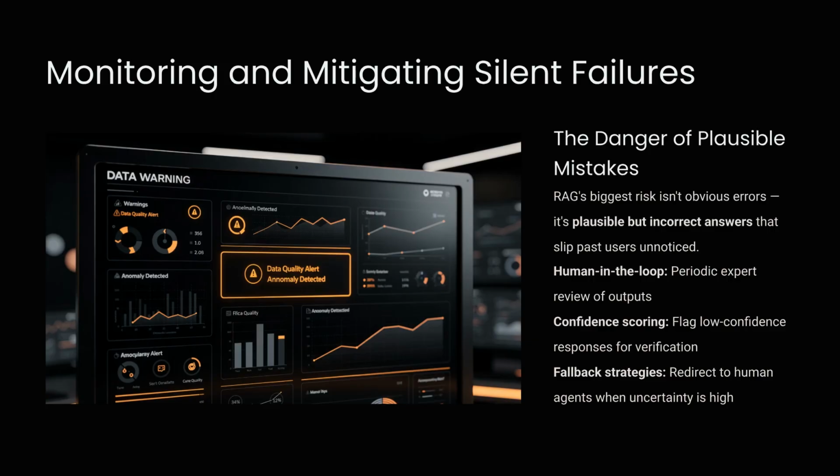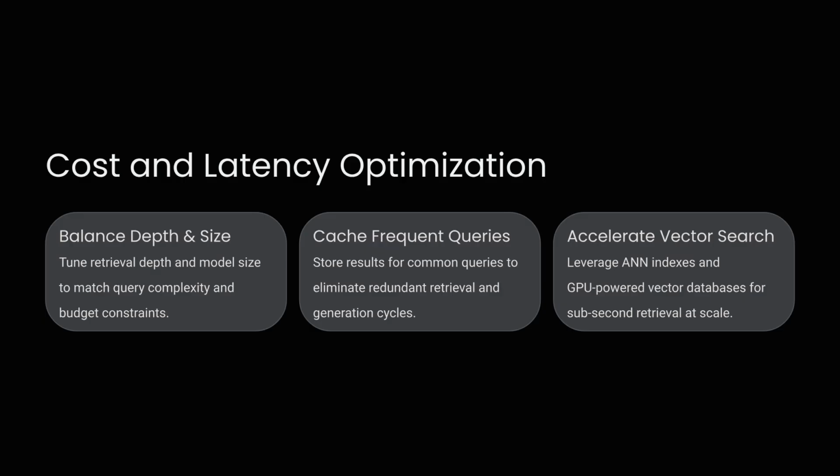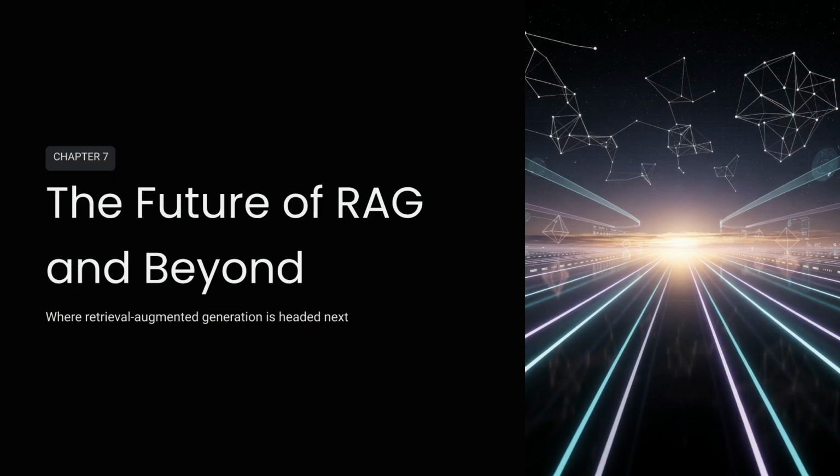Mitigating silent failures, which are plausible but incorrect answers, is paramount. Strategies include periodic human review, confidence scoring to flag low-confidence responses, and fallback strategies to redirect high-uncertainty queries to human agents. To optimize cost and latency, balance retrieval depth and model size. Cache results for frequent queries to avoid redundant cycles, and accelerate vector search using ANN indexes and GPU-powered databases for sub-second retrieval. Chapter 7 explores the future of RAG and beyond, charting where Retrieval-Augmented Generation is headed next.